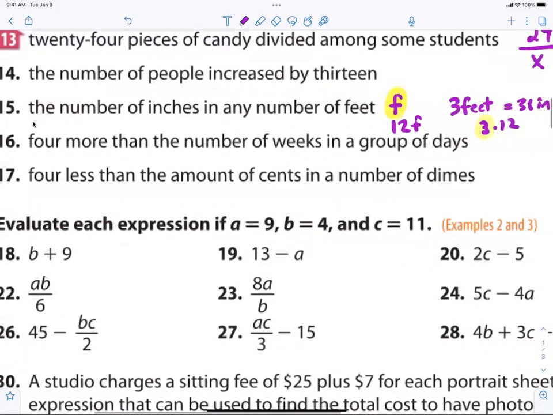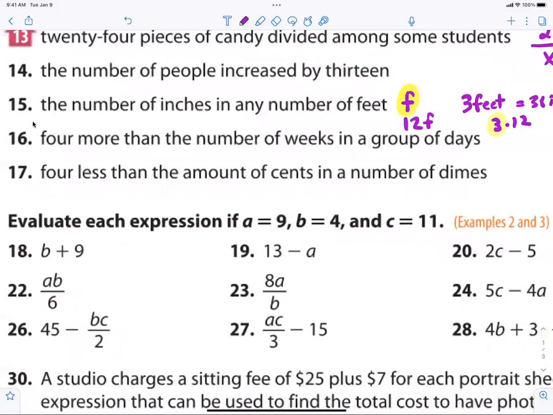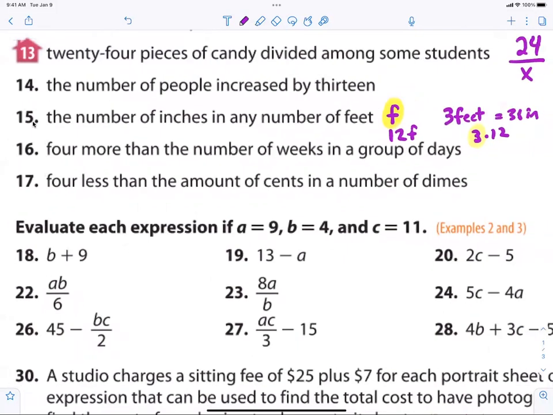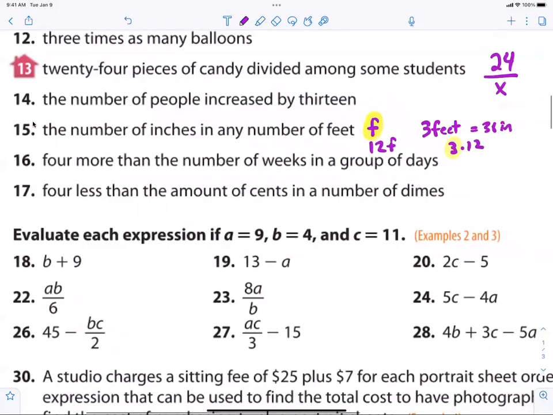All right. These are tricky now. All right. Tell me. 12F was our answer. You always take the number of feet that you have and multiply it by 12, and that will tell you how many inches. You with me on that? Make sense? All right, that was the hard part. We don't have a specific number of feet. We have F feet. All right. Ooh, this is kind of tricky.